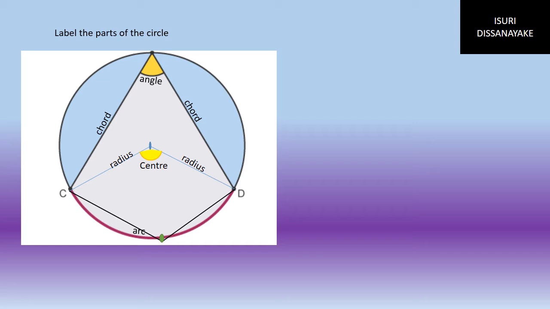I am marking the points in green: 1, 2, 3 and 4. Now you can see all 4 points of the quadrilateral lie on the circumference of the circle. This is a cyclic quadrilateral. In a cyclic quadrilateral, the opposite angles add up to 180 degrees.